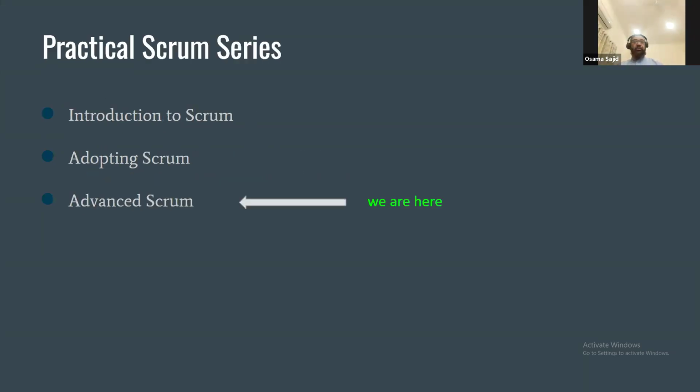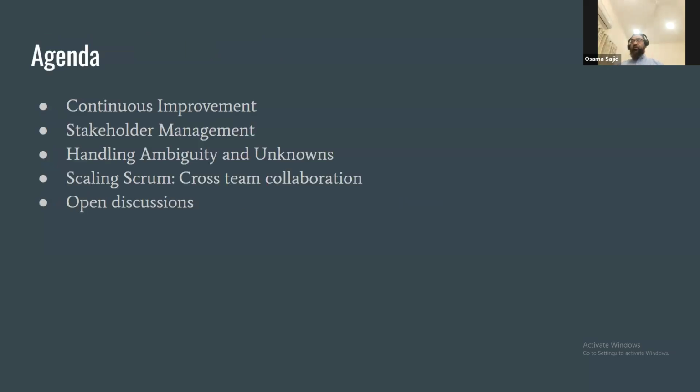In the last 2 sessions, we will do a quick recap of what we covered there. But today's agenda: we will talk about continuous improvement, which is one of the Agile principles, and how teams continuously improve themselves. We will talk about one very important topic, stakeholder management. How do we manage the stakeholders' expectations?